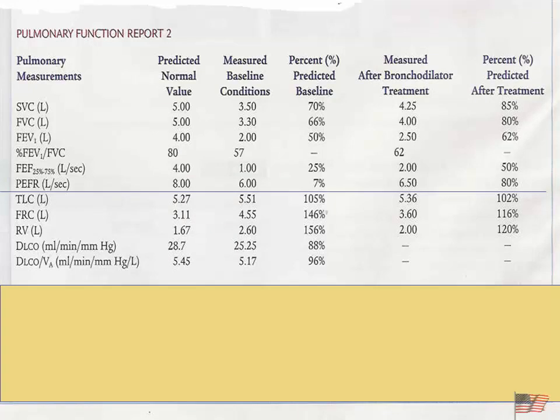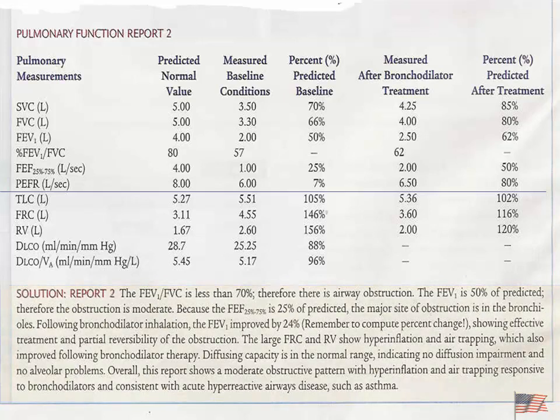Where do we start? FEV1 FVC ratio. What do you notice? It's less than 70, isn't it? So it's obstructive. Don't even have to go any further with that. We'll take a look though. Our flow rates reduced? Yeah. Trapped gas? Yeah. 156% of predicted. So this is a classic obstructive defect. Don't necessarily know which one, but it is an obstructive defect. That's the extent we can go from there.